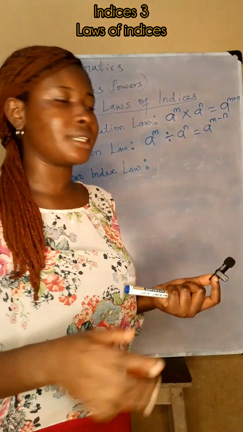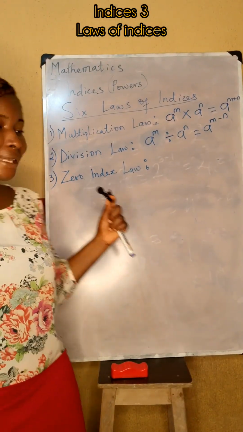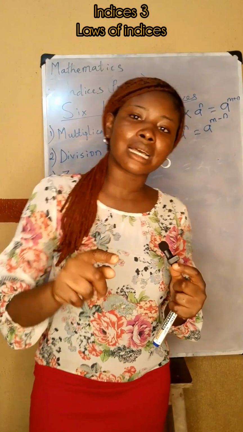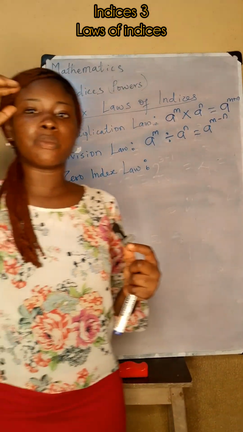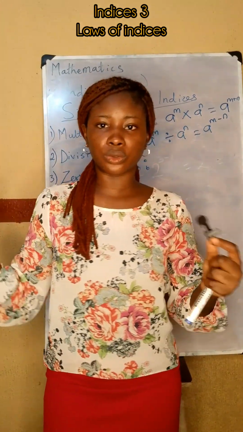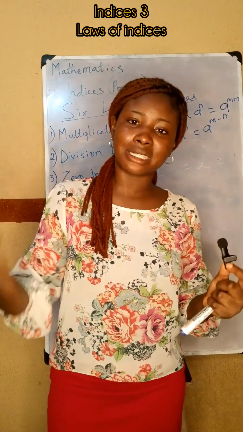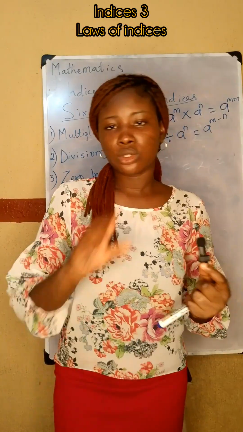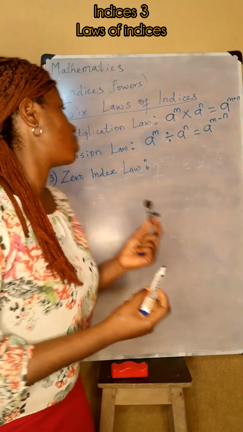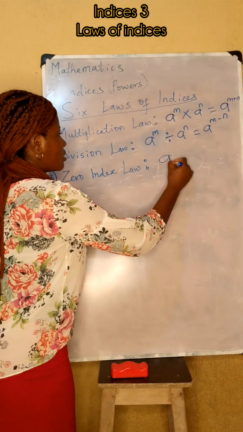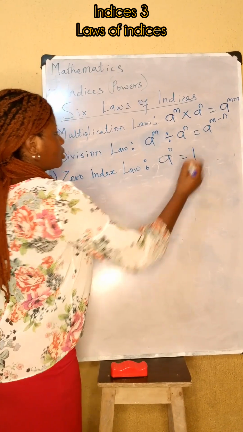Now this law, the zero index law, is just saying that as long as the power of any base is 0, the result is 1. So no matter what the base is, if you raise it by 0, the result is 1. Mathematically, this means that a raised to power 0 is 1.